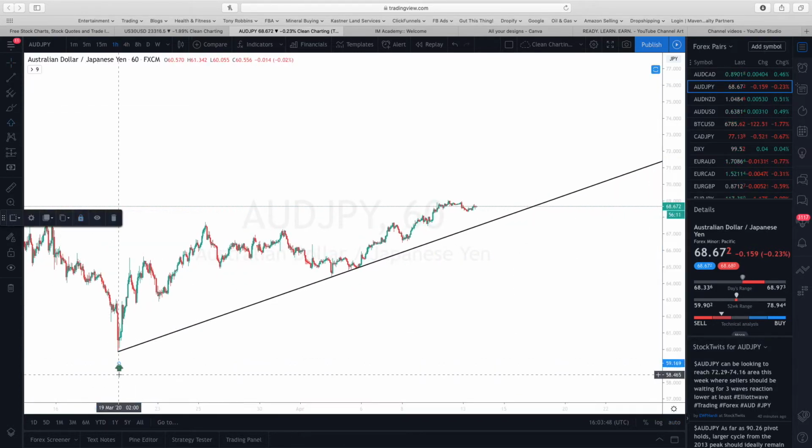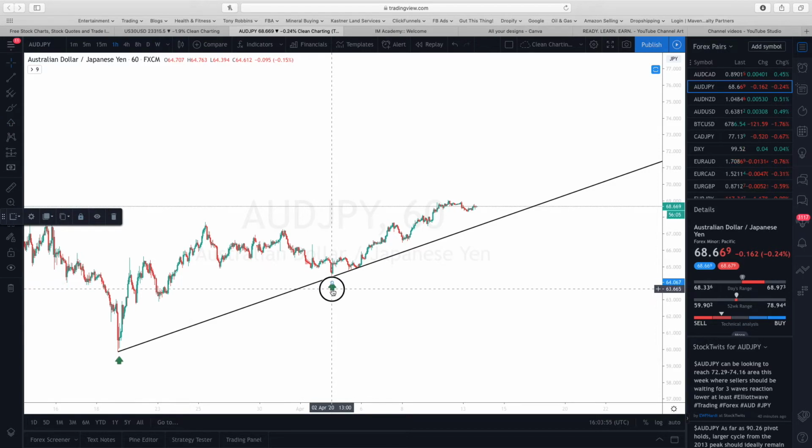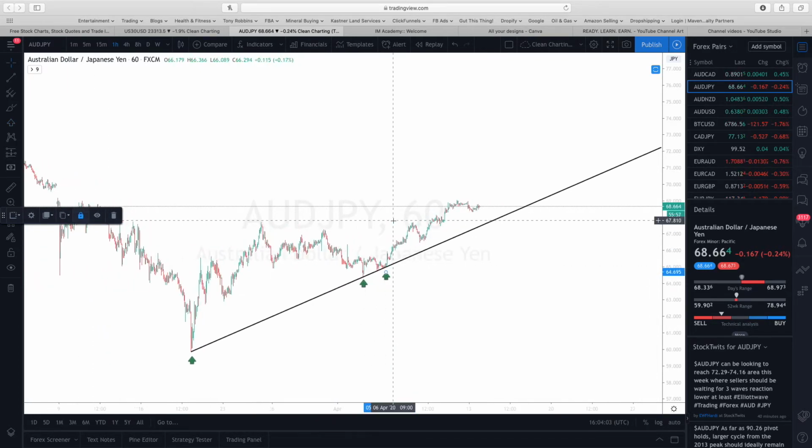So then I'll take my arrows, place it right there. We've got another touch point here in which price rejected, and we've got another touch point right here in which price rejected, and so on. So let's move on to the next one.